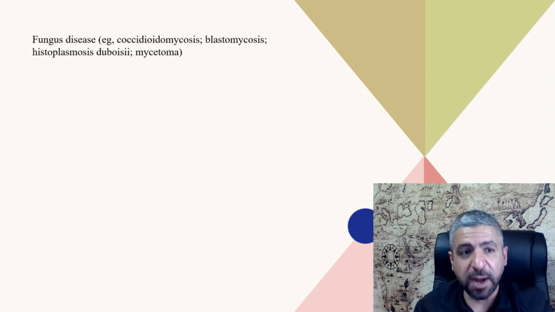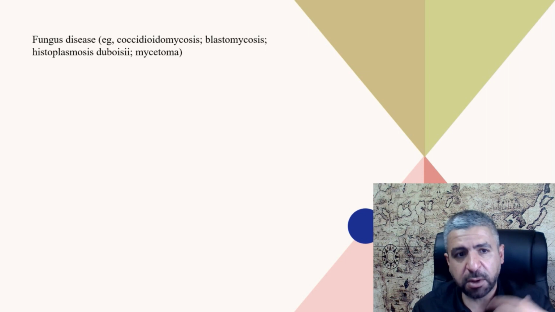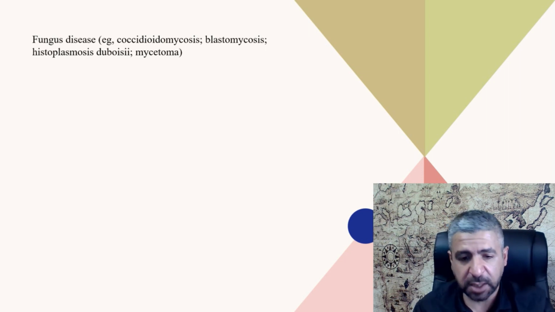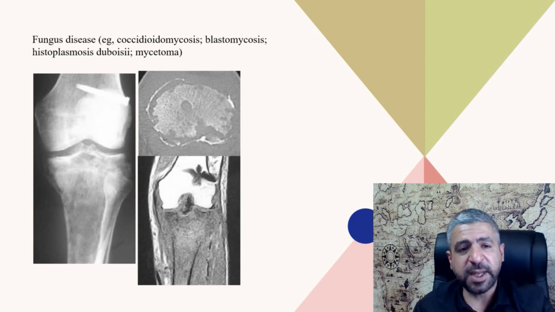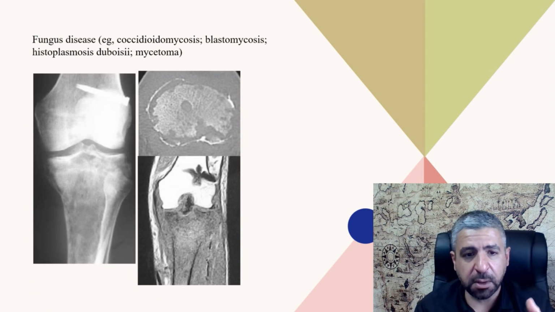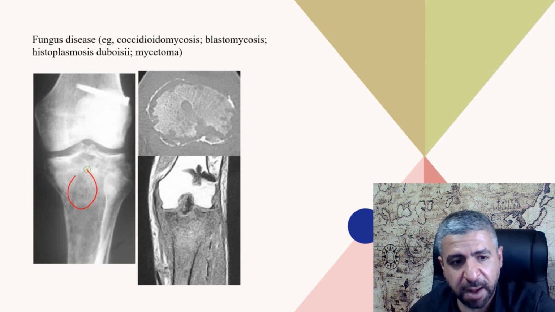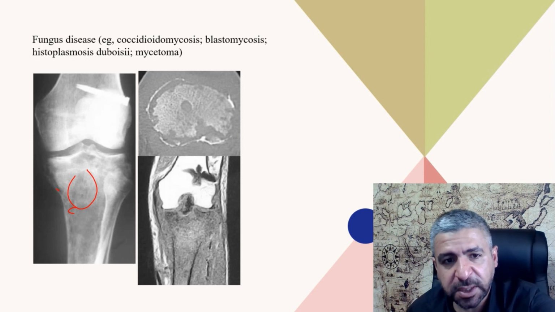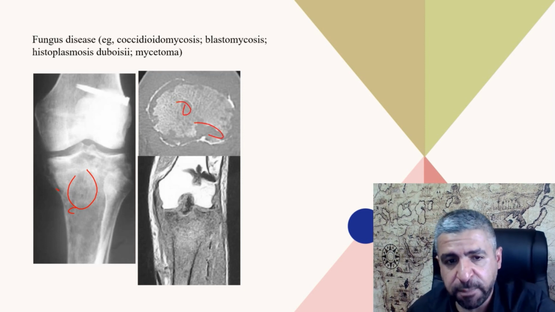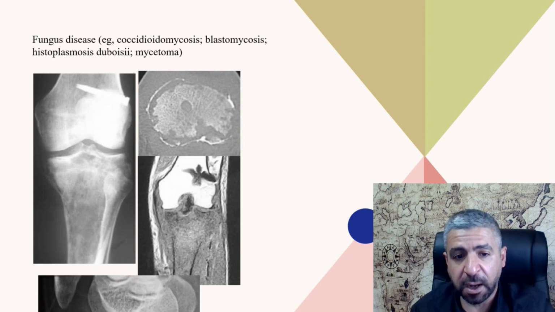The other possibility is fungal diseases. Fungal diseases like blastomycosis, mycetoma, histoplasmosis, etc. Fortunately, nowadays they are very rare because they need immune-compromised patients with long exposure and things like that. For example, you can see in this case you have a lytic lesion, multiple, in fact, lytic lesions. On the CT scan, you can obviously see the areas of bony resorption, let's say, and on the MRI, the whole thing is inflamed, confirming that this was a case of fungal infection.